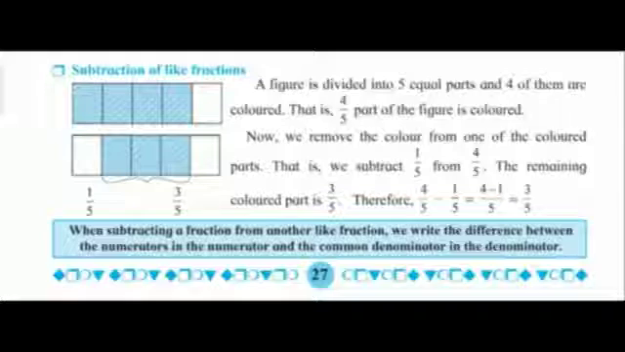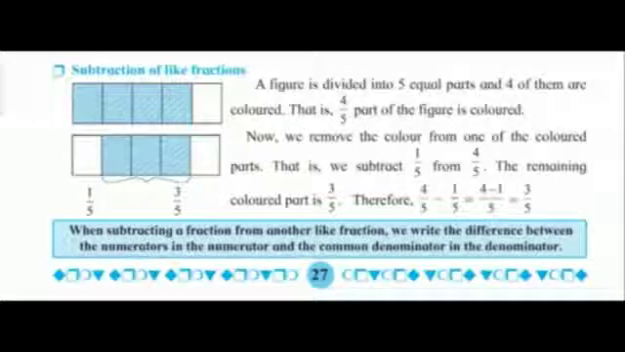Now if the colored part is 4 upon 5, in that you removed one part, so that is 1 upon 5. So you subtracted one part from those 4 parts, so you will get only 3 parts. Okay, so therefore 4 upon 5 minus 1 upon 5 is equal to 4 minus 1 upon 5. Again the denominator will be common, so that is equal to 3 upon 5.